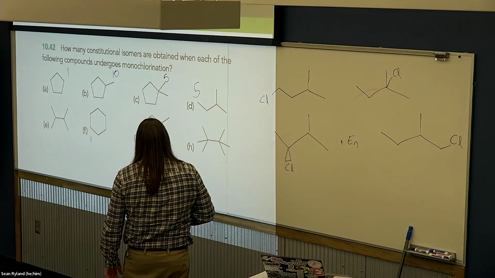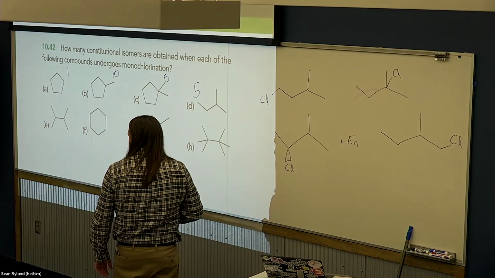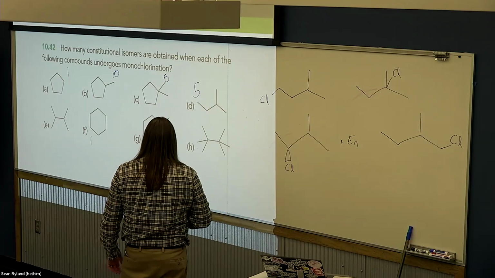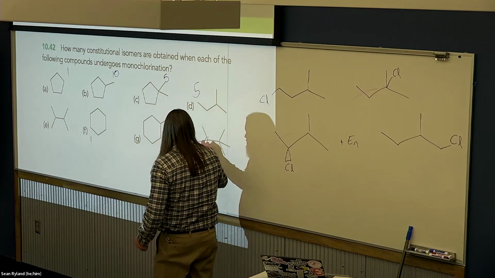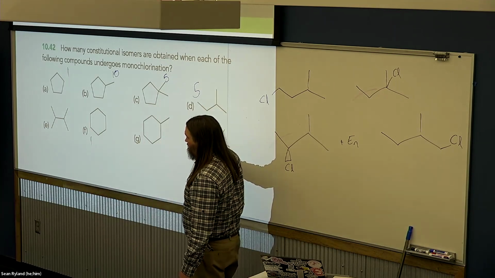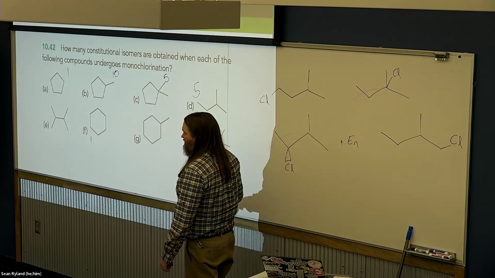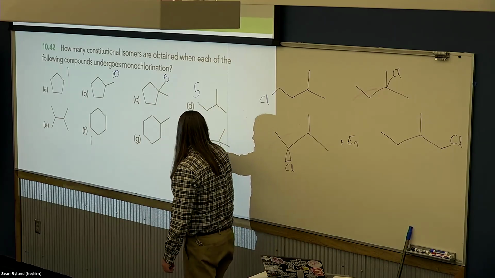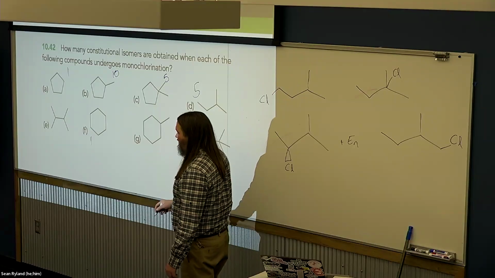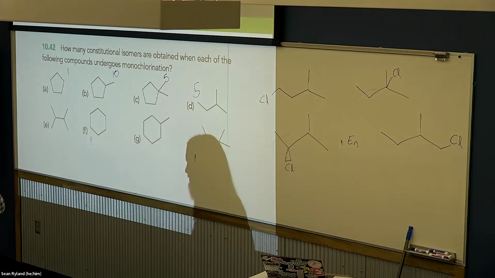H is another simple one. It's very symmetrical. These carbons don't have any hydrogens. You could put chlorine on. And all of the methyls are symmetrical to each other. So you only get one option for H, despite looking like a complicated molecule.